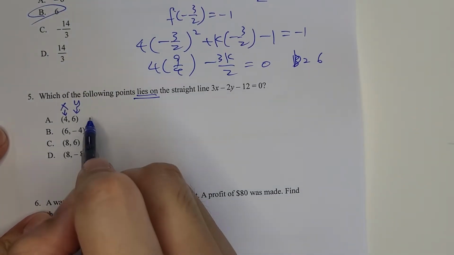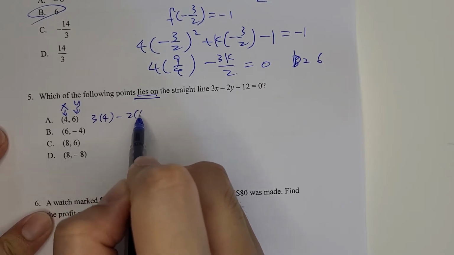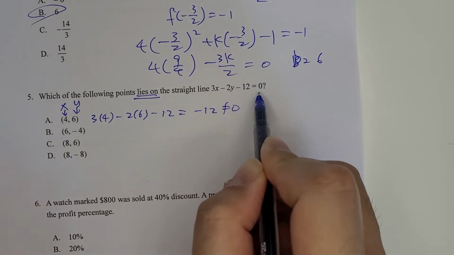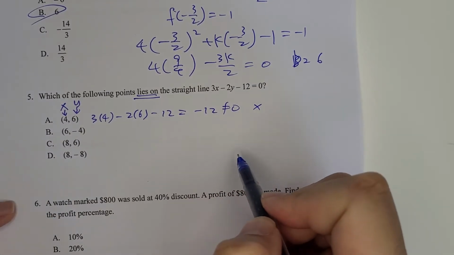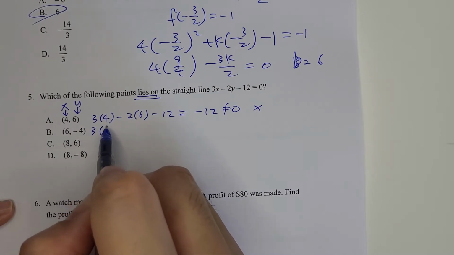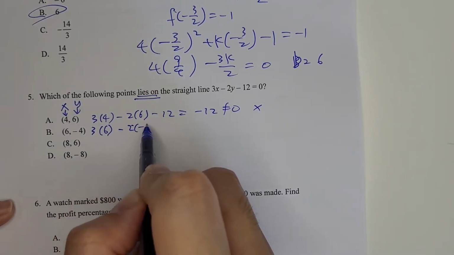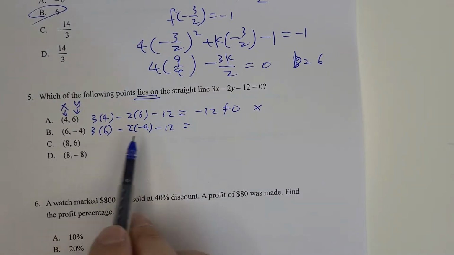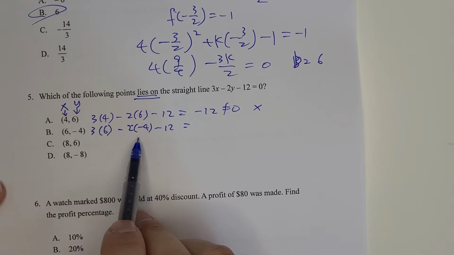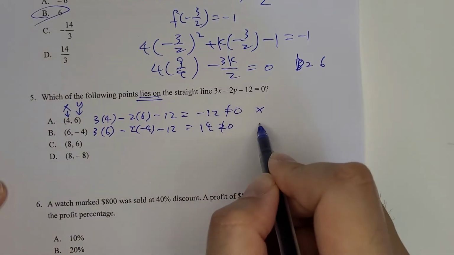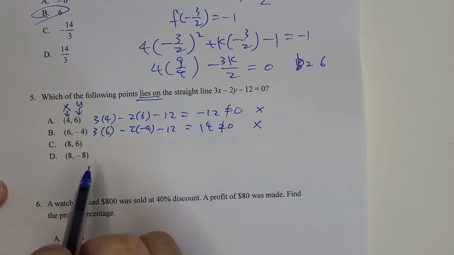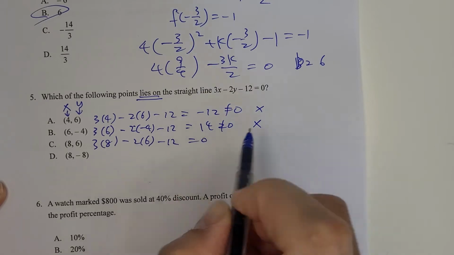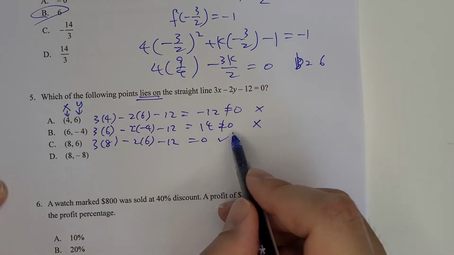For option A, 3 times 4 minus 2 times 6 minus 12, that is negative 12, is not equal to 0. So A is not the answer. B, 3 times 6 minus 2 times negative 4 minus 12, that is 18 minus 12, 6. 6 plus 8, 14. That's not equal to 0, so not the answer. So C, 3 times 8 minus 2 times 6 minus 12, that is equal to 0. That's equal to the right hand side. So C is the answer.